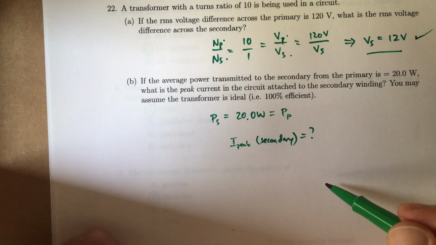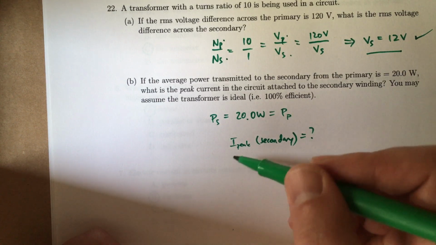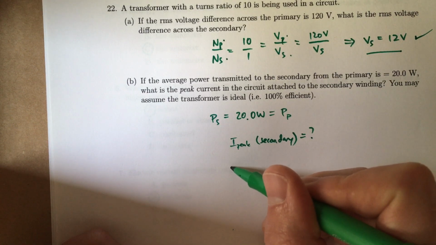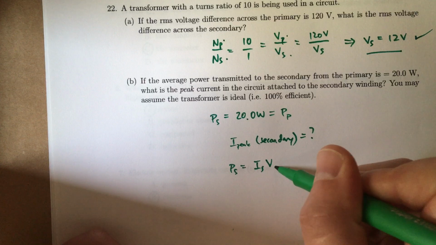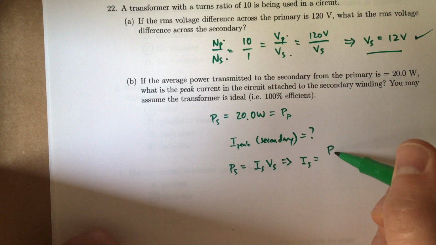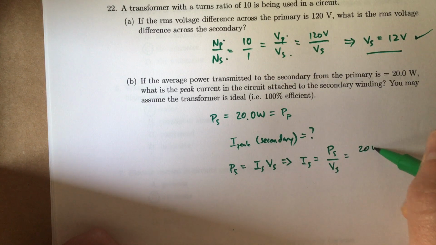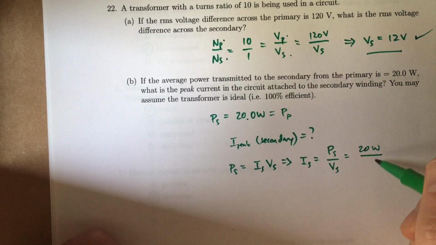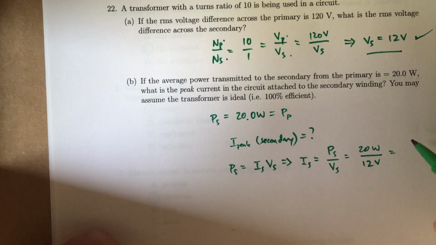And let's take a look at that. Well, there's a couple different things we could do to get at this, okay? But we know already that the average power being delivered to the secondary is equal to the current in the secondary and the voltage in the secondary. And we know that the power delivered to the secondary is 20 watts, and that the voltage RMS across the secondary winding is 12 volts. So this gets us the RMS current.